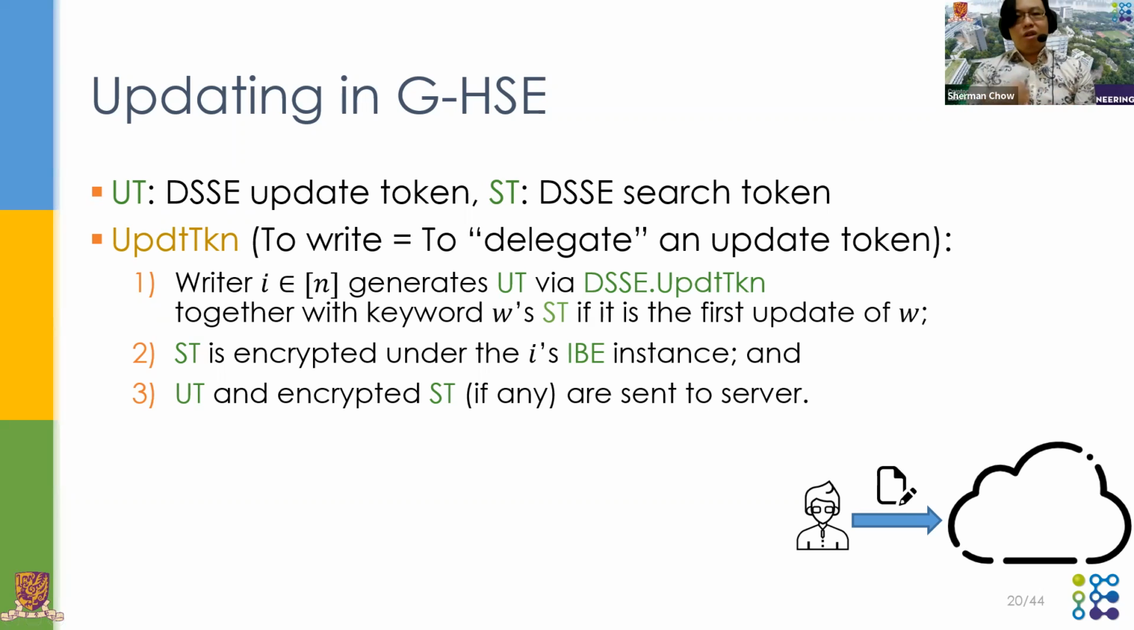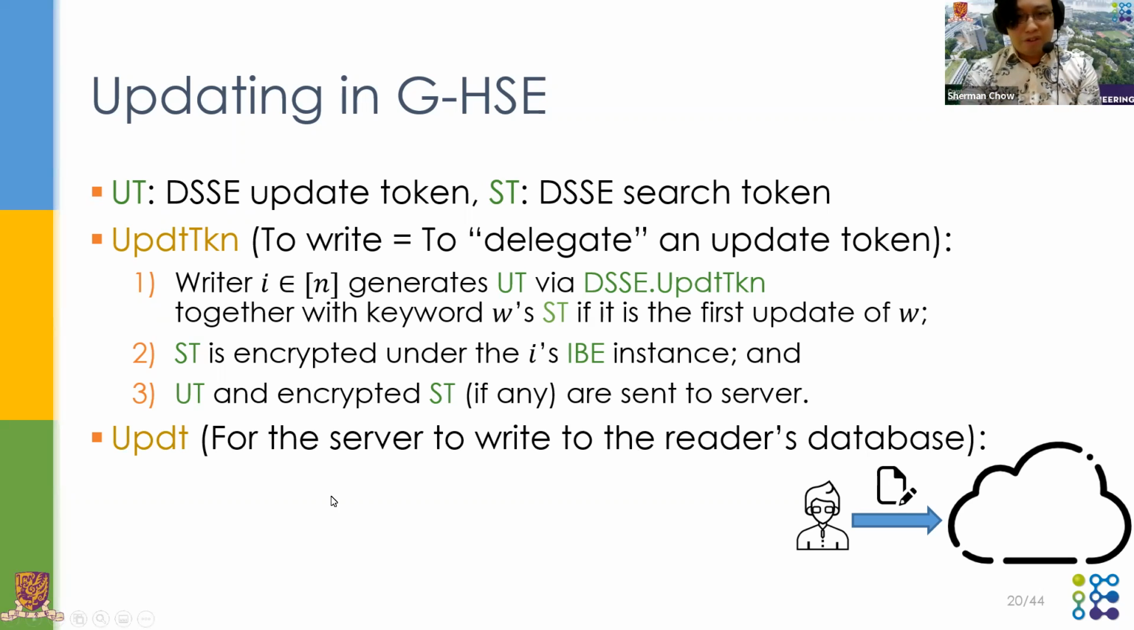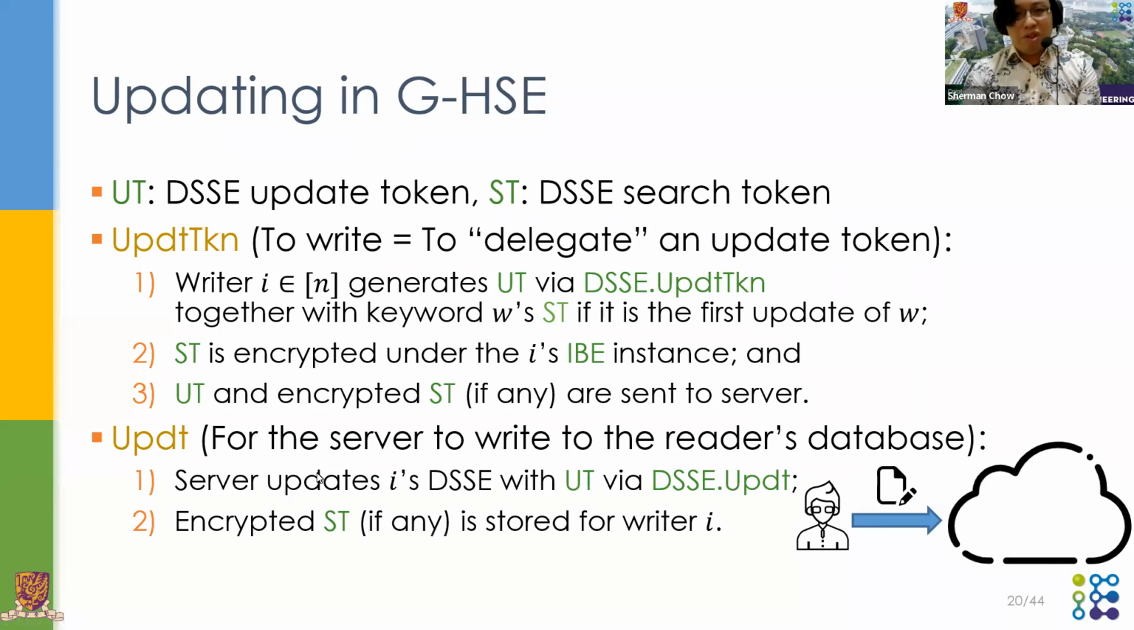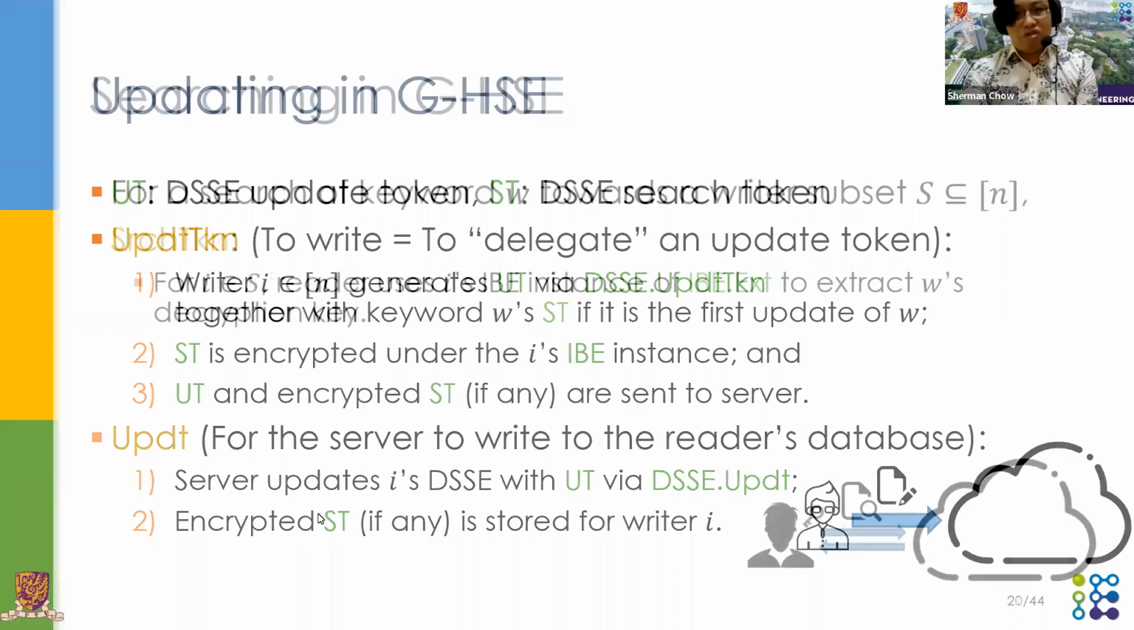So for the regular UT, if that is the first update for a particular keyword, then we IBE-encrypt the ST, under the IBE instance of that writer. Then the update is straightforward based on the structure. The server will use UT to work over the DSSE instance of the ith writer through the update algorithm of the underlying DSSE scheme. The encrypted ST within the IBE ciphertext will be stored along with this DSSE database. Of course, the search will do something on that, and that will be the search algorithm.